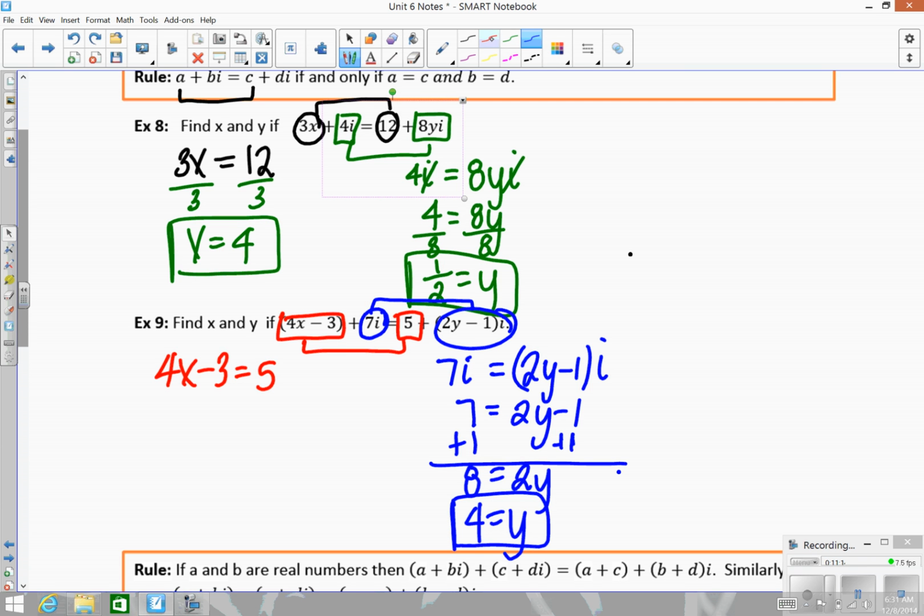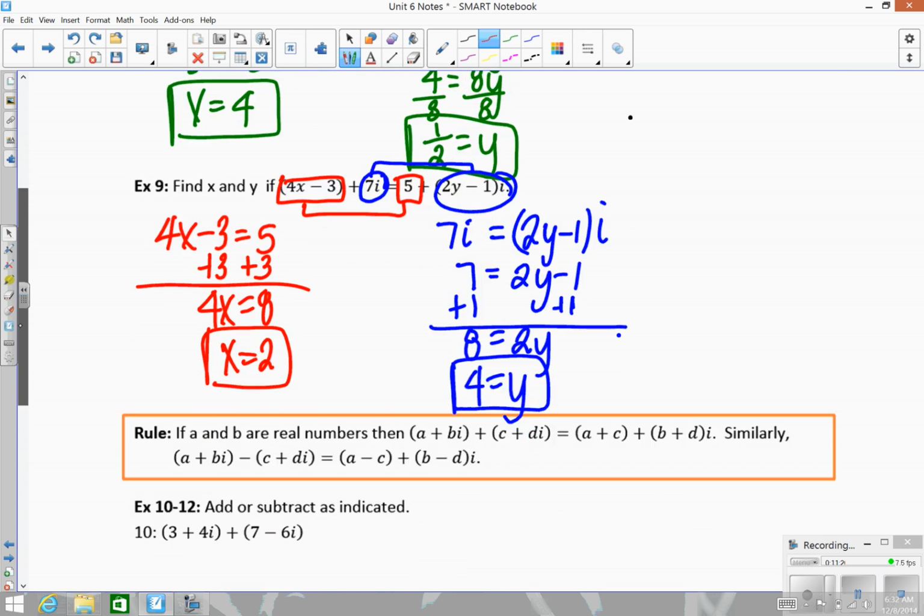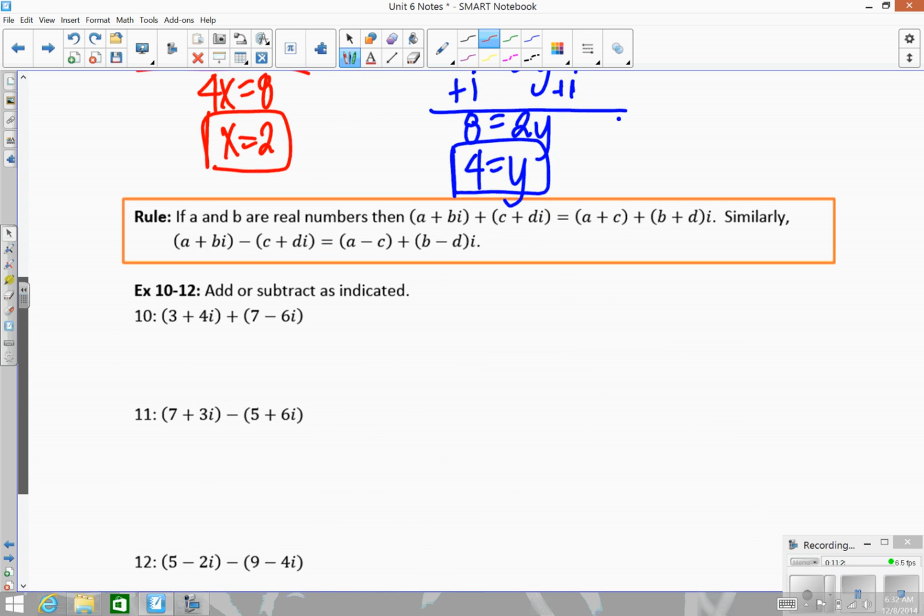And then over here on the other side, we add 3 to both sides. So 4x equals 8. Divide everything by 4. We get x equals 2. So that's it for that one. And then the next property is when you add. So this is for adding or subtracting.